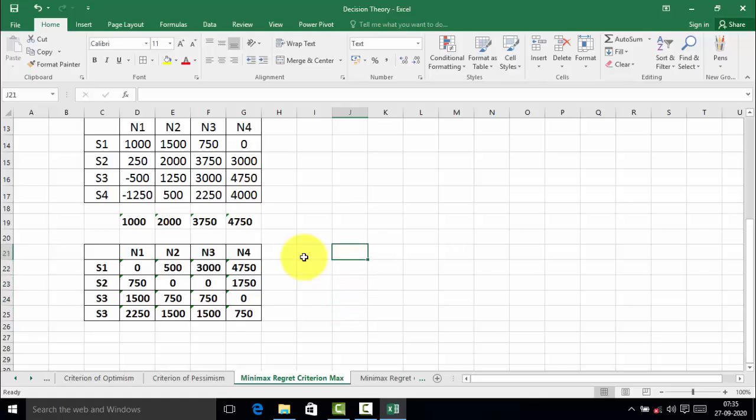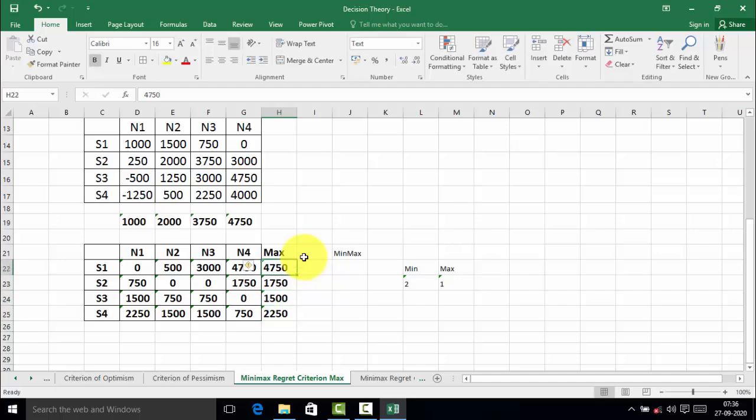Now in the regret table, the second step is to find the minimax value. Again we break this word into min and max. First find the maximum value in each alternative, and then find the minimum of those maximum values. In the first alternative the maximum value is 4750. In the second alternative it is 1750. In the third alternative it is 1500, and in the fourth alternative, S4, the maximum value is 2250.